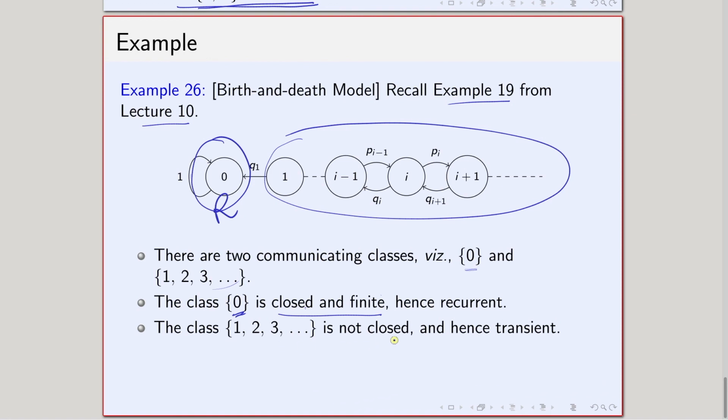Now what about the other part? This part is not closed, because I have a positive probability of moving from 1 to 0. Since it is not closed, this is definitely a transient class. So in this case, this one is recurrent and this one is transient.